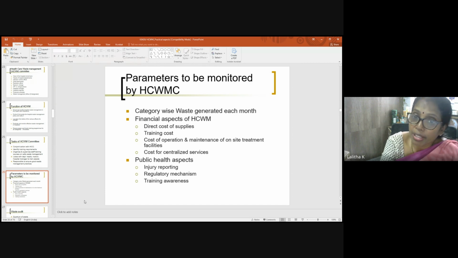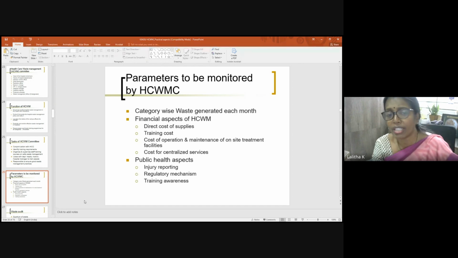And financial aspects of healthcare waste management, you can look at what is the direct cost involved, what is the training cost, the cost of operating and maintaining on-site facilities. You may have the autoclave or hydroclave. What is the cost involved for maintaining these on-site treatment facilities? And also you need to monitor the cost for the CBWTF, because we need to pay for the CBWTF.